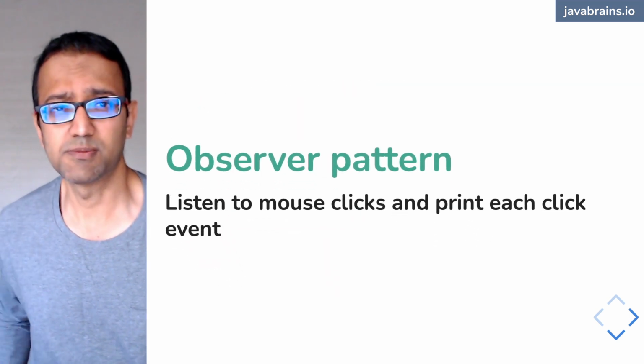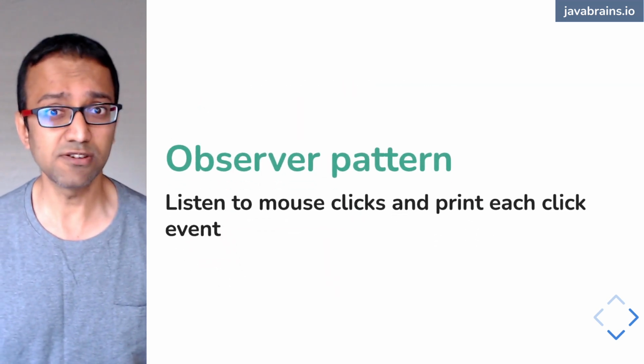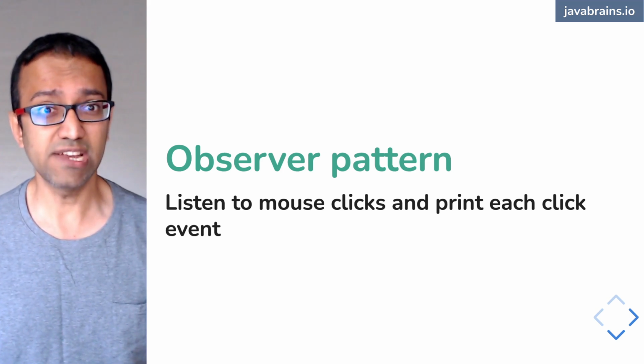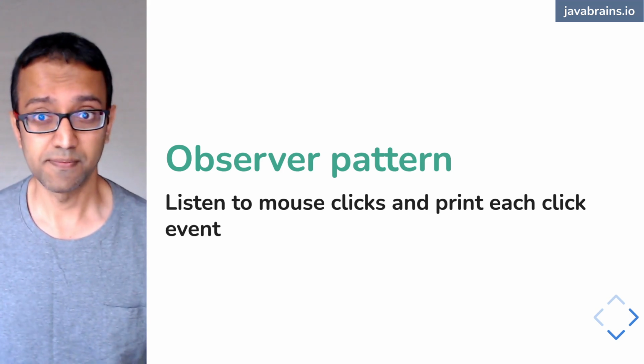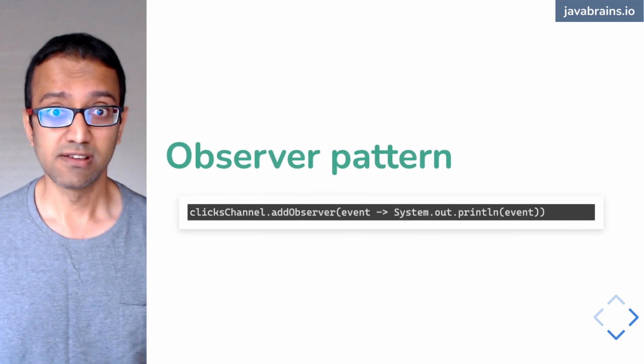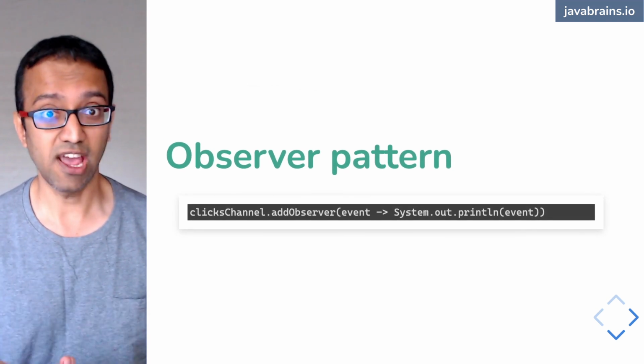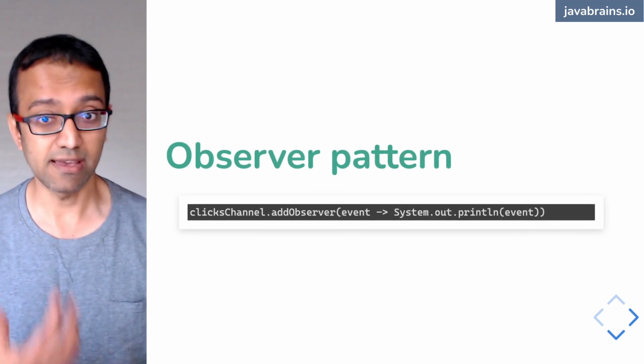Let's say here's the problem we want to solve. The observer pattern is: listen to mouse clicks and print each click event. Okay, so you have something like this. Let's say there is a clicks channel, right? Something which is emitting clicks.